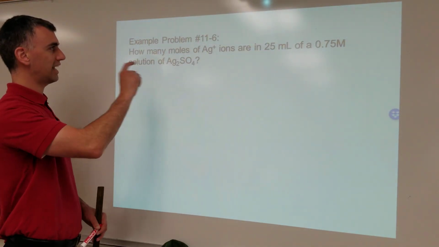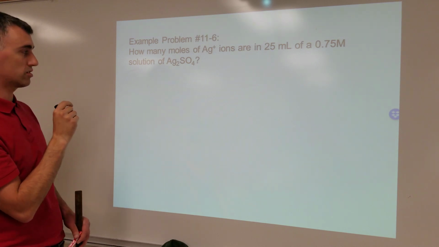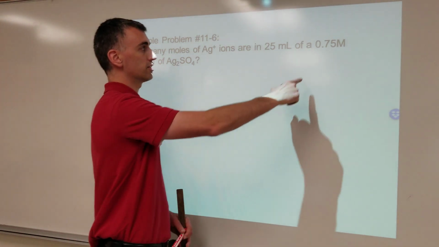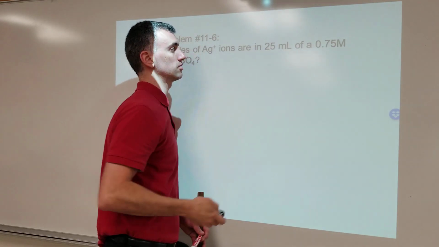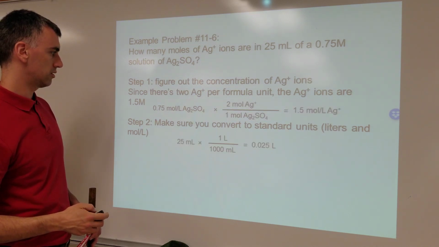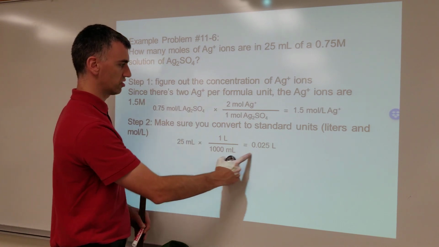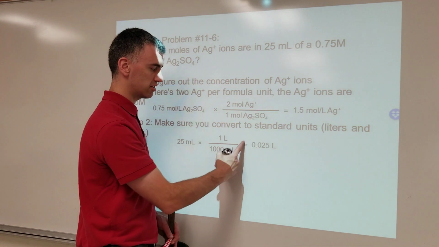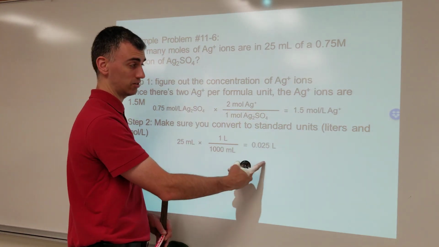So how do you handle a question like this? How many moles of silver ions in 25 milliliters of a 0.75 molar solution? First things first, this is moles per liter. You cannot do anything until you turn this into liters. So you're not going to do any calculations until you have converted 25 milliliters to the equivalent in liters.